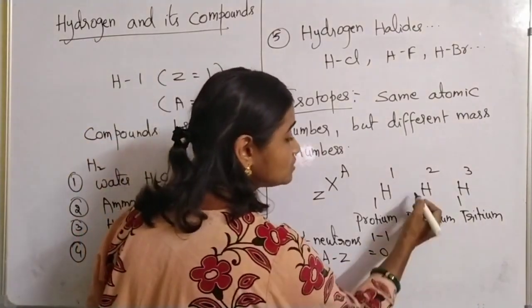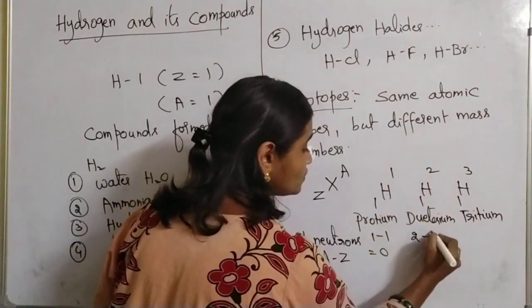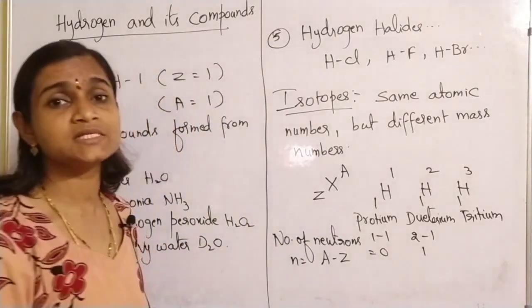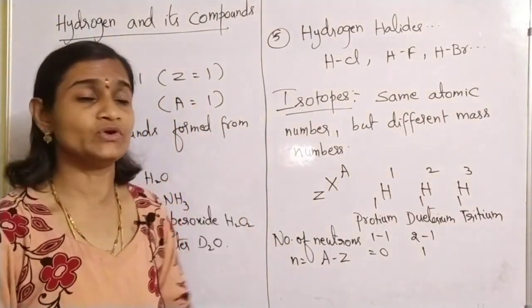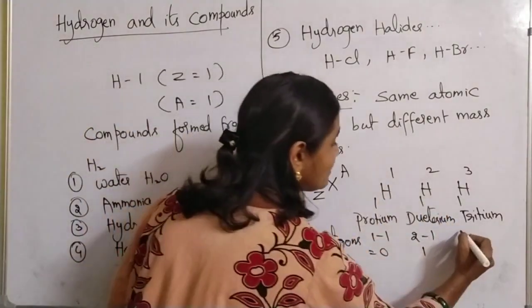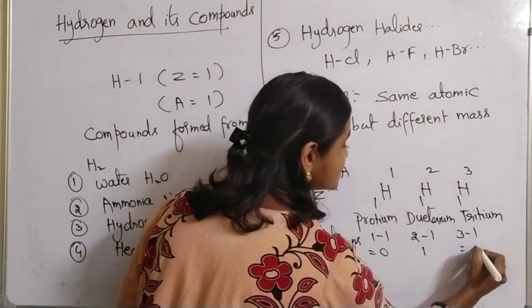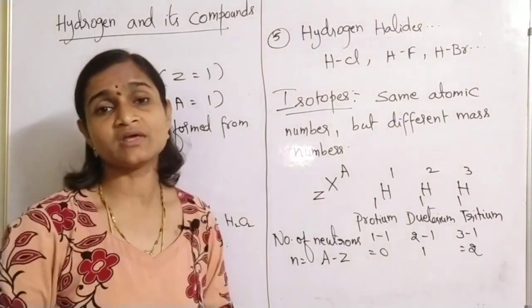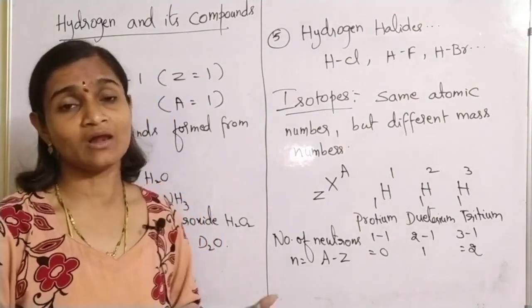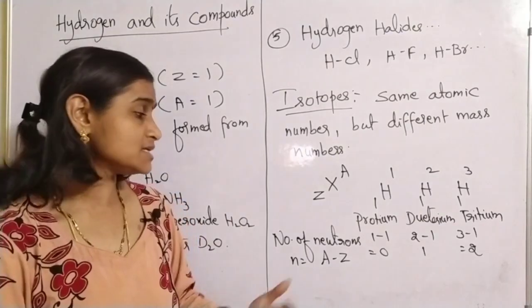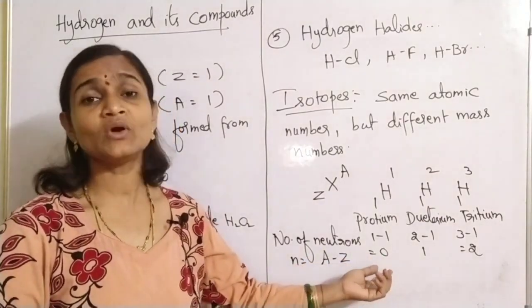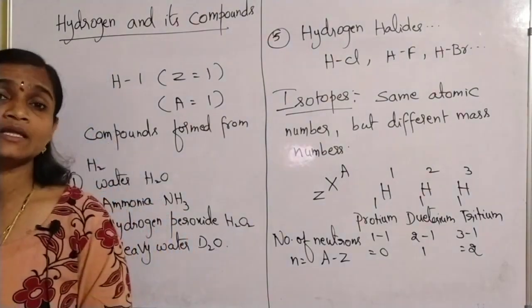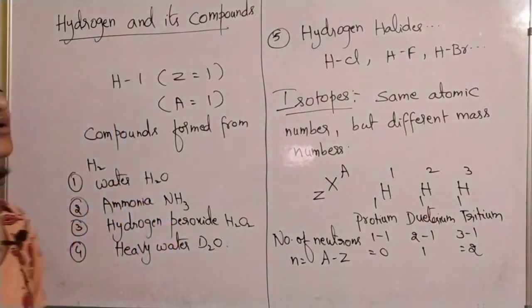And if you come to deuterium, how many neutrons are there? 2 minus 1, which is equal to 1. Means in deuterium you will find 1 neutron, and in tritium you will find 3 minus 1, which is equal to 2 neutrons. So the isotope of hydrogen which does not have neutrons at all is what? Yes, it is protium. Protium is nothing but normal hydrogen only.